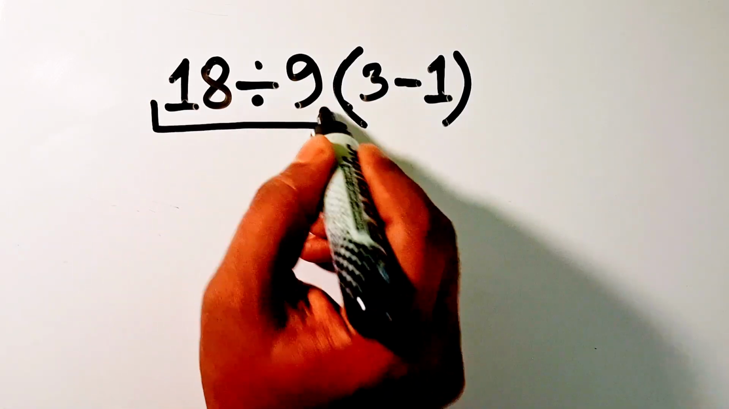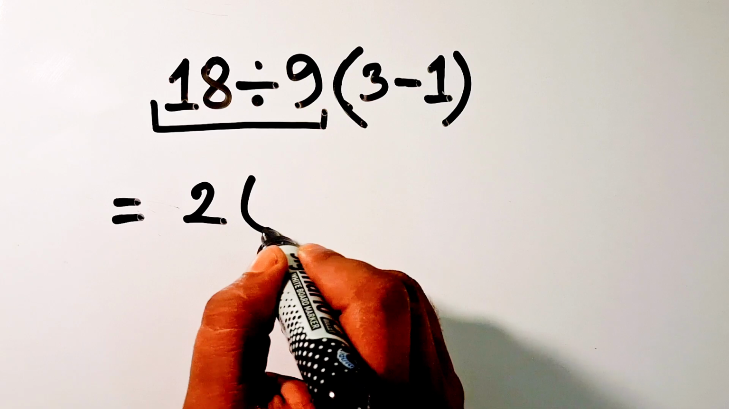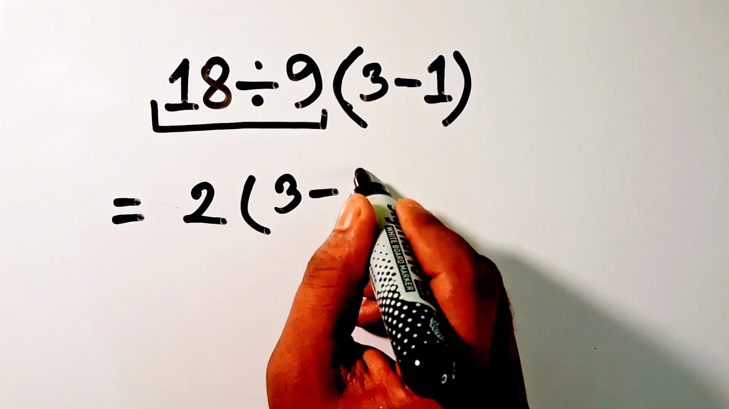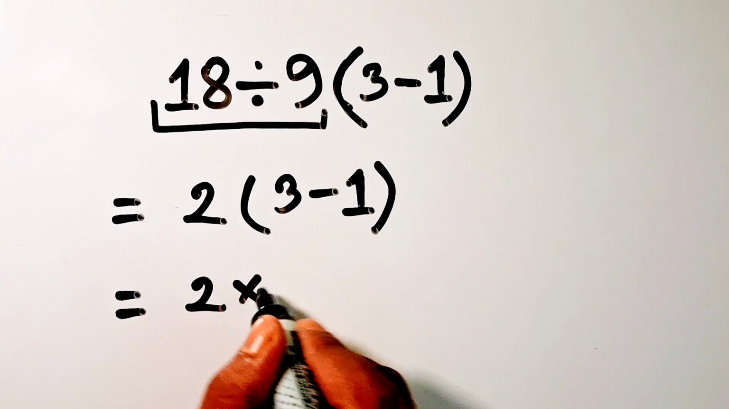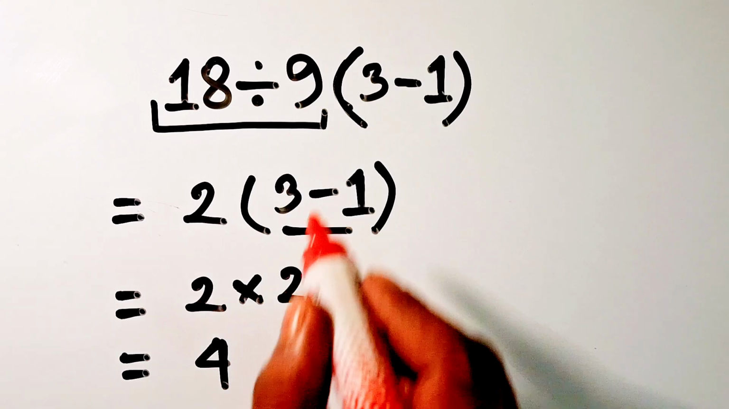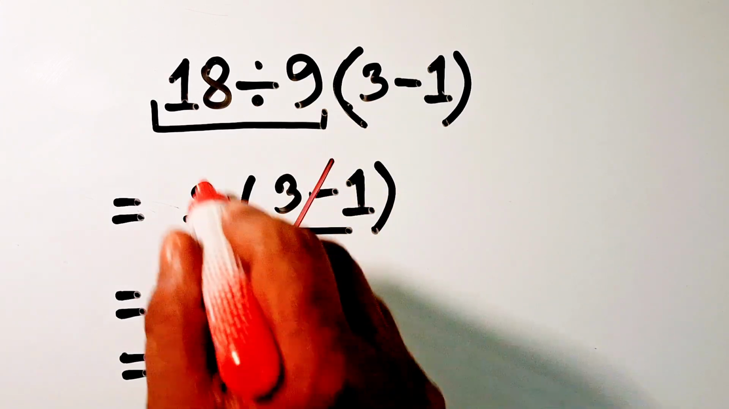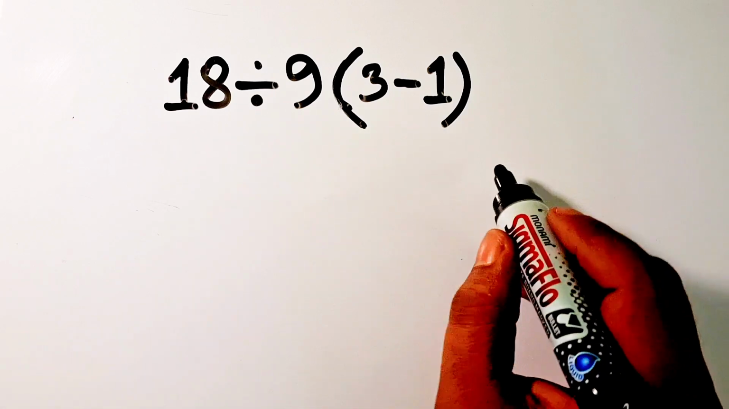18 divided by 9 is equal to 2, multiplication with 3 minus 1. 2 multiplied with 2 is equal to 4, but it is totally wrong because we didn't follow the BODMAS rule.